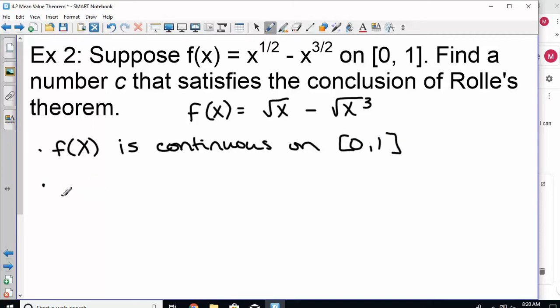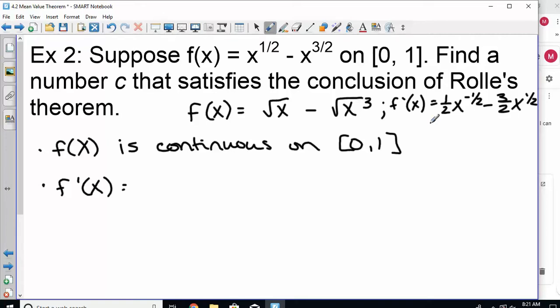Okay, second thing, it has to be differentiable on the open interval. If you think about taking the derivative of x to the 1/2, you get 1/2 x to the negative 1/2 minus 3/2 x to the 1/2. A negative exponent just puts it on the bottom. So what number will not work in this derivative? 0. 1/2 x to the negative 1/2 is the same thing as 1 over 2 square root of x, right? So as long as x isn't 0, we're okay.